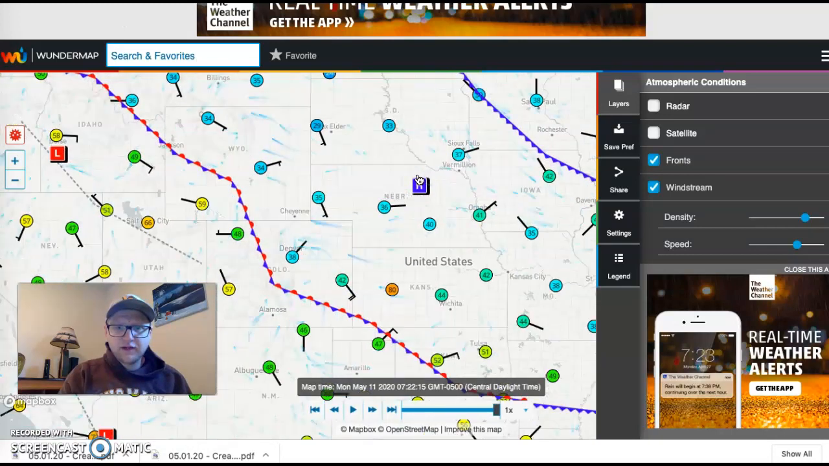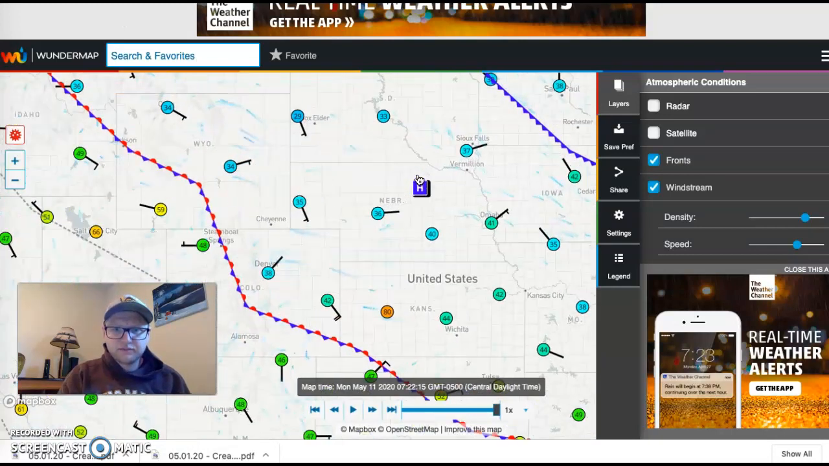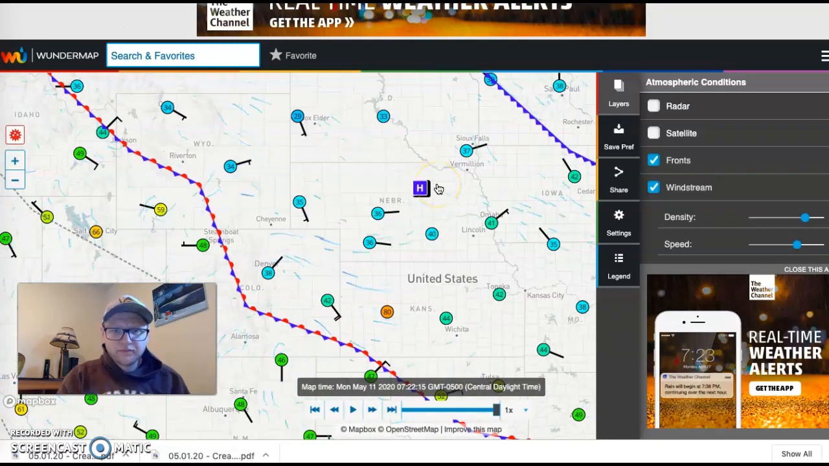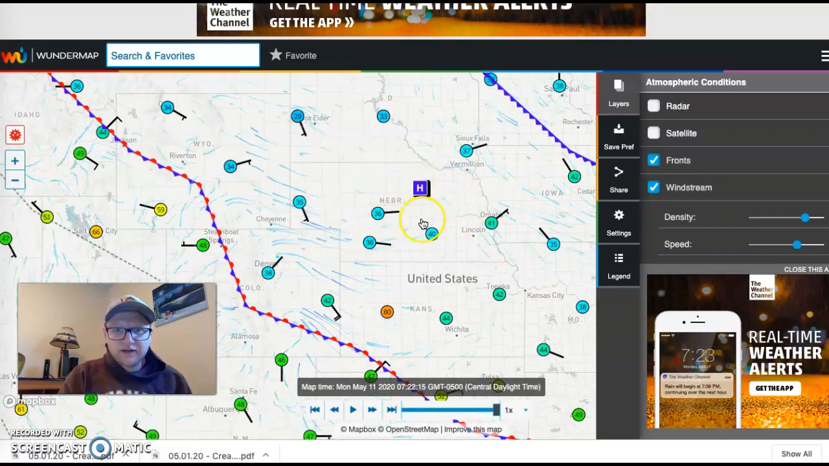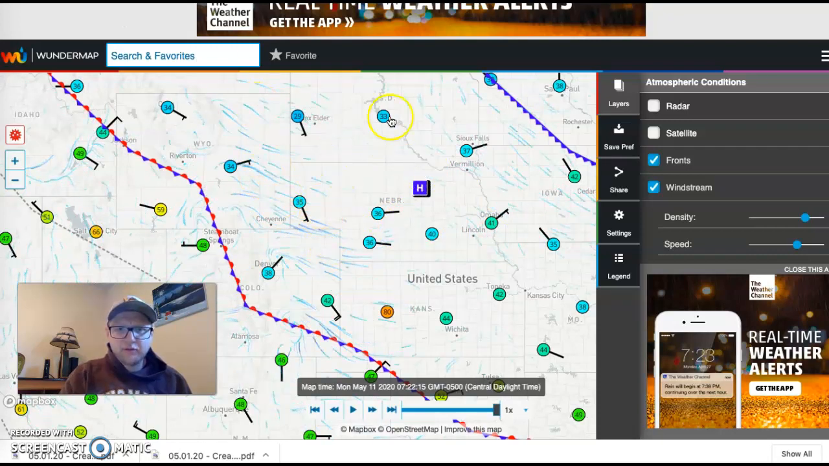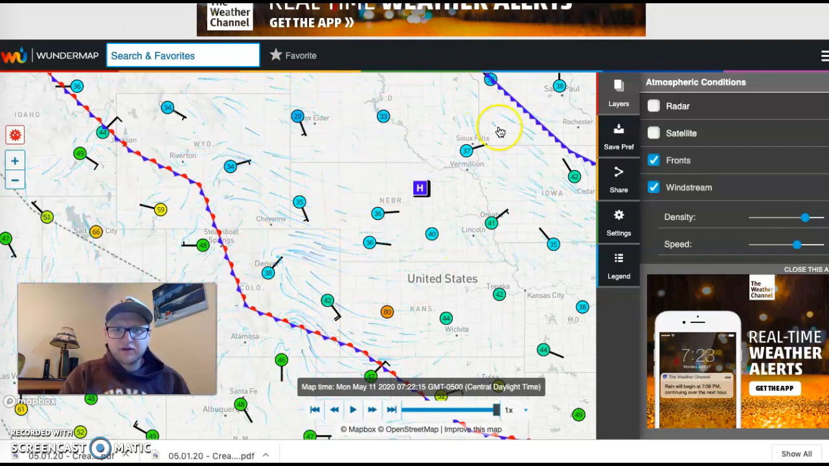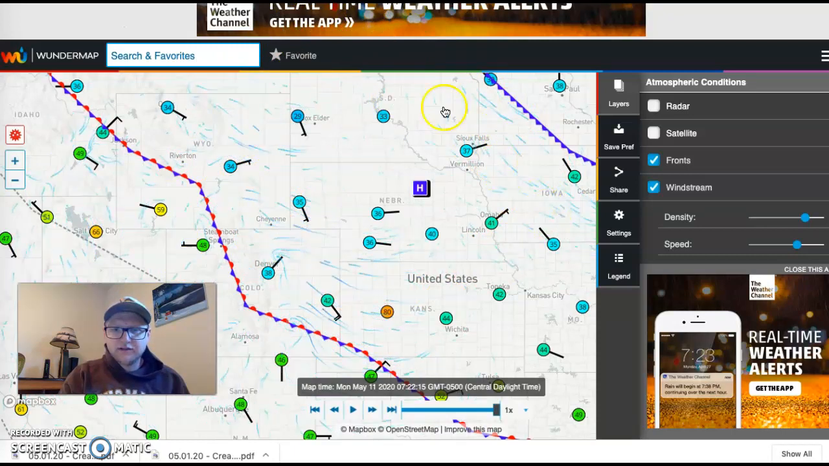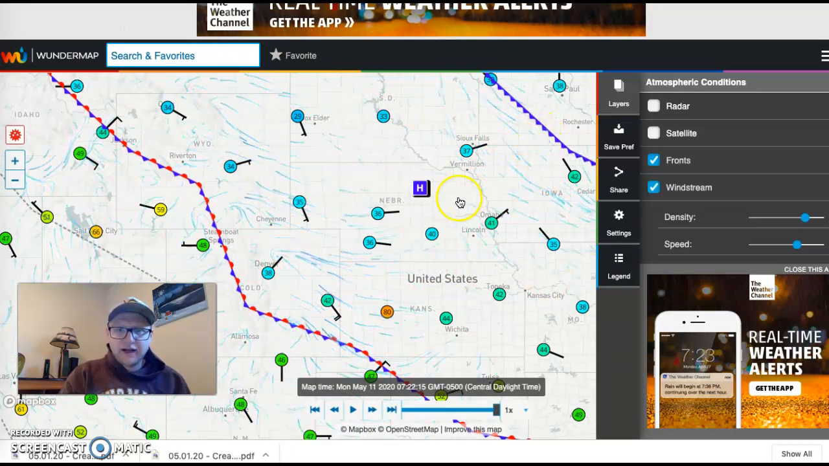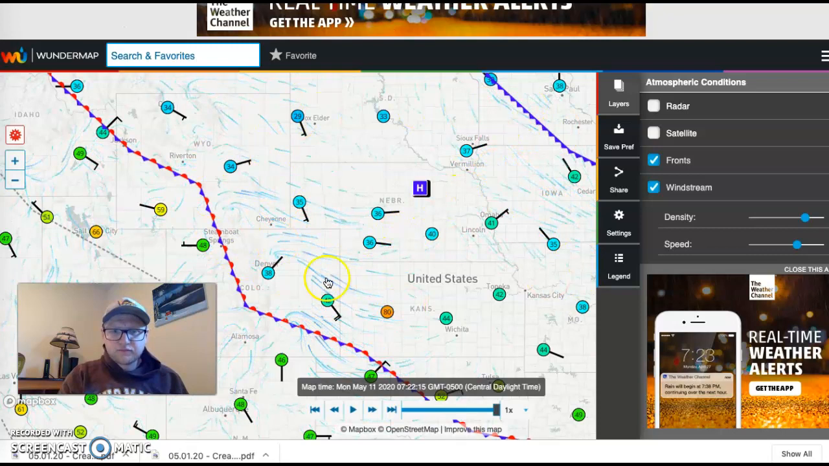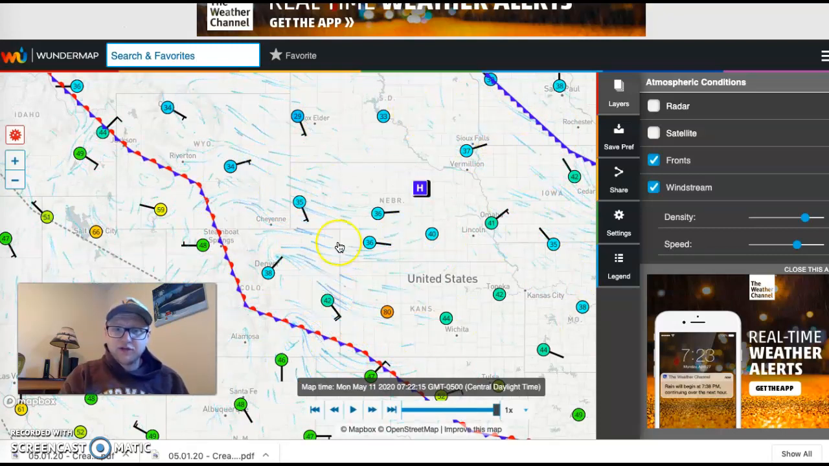So if we zoom in on the high pressure, you can see that all this air is spinning out from it, kind of in this clockwise rotation, right? You can see the air moving this way, and it's moving this way. So we have a clockwise rotation with the high.